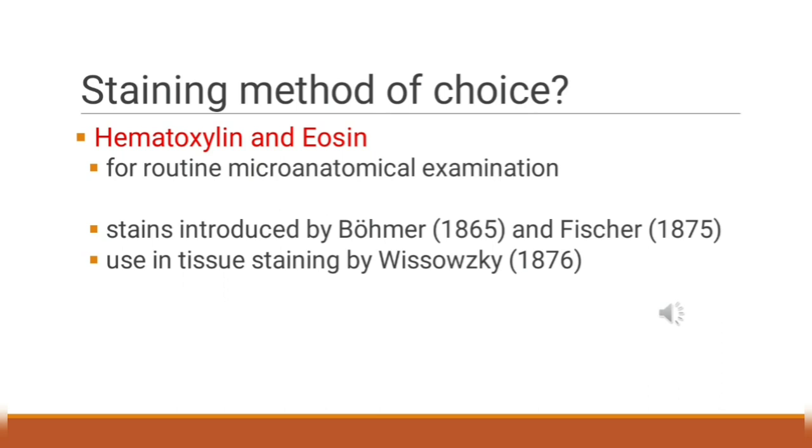What is the staining method of choice for the histopathology laboratory? Yes, you are correct. The answer would be Hematoxylin and Eosin or H&E staining. The H&E staining protocol is used frequently in histology to examine thin sections of tissue. Hematoxylin stains cell nuclei blue, while Eosin stains cytoplasm, connective tissue, and other extracellular substances pink or red.